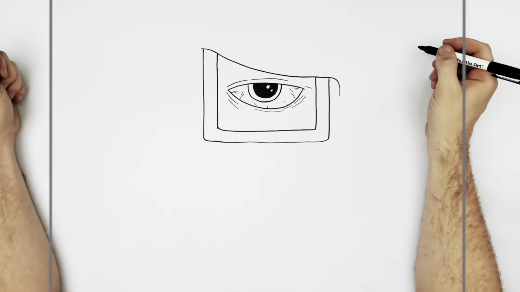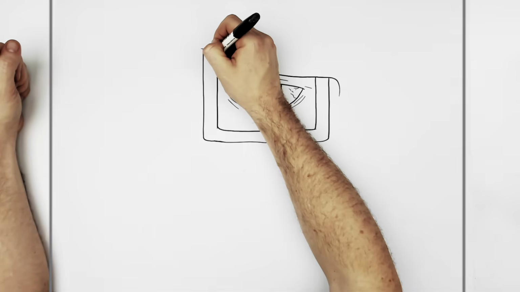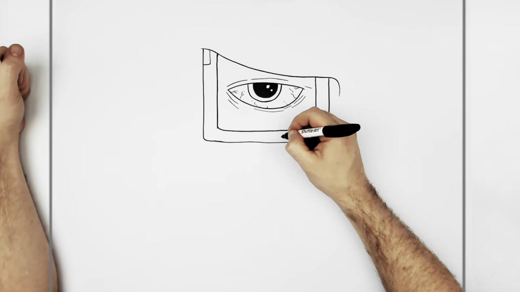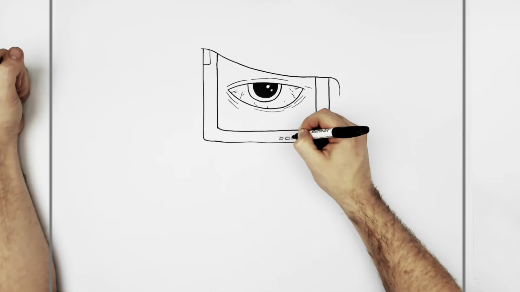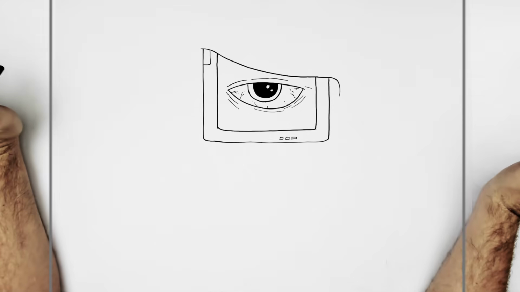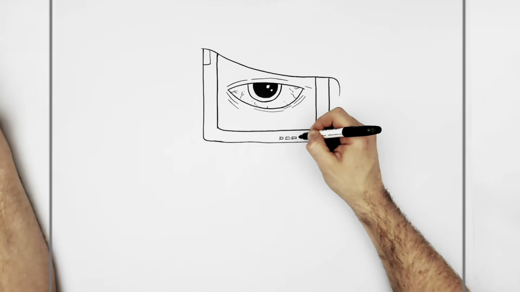Okay. And there's like a little rectangle or something up here. And then some little buttons or something down here. Remember, if I'm going too fast, just pause your video. Just hit the pause button.